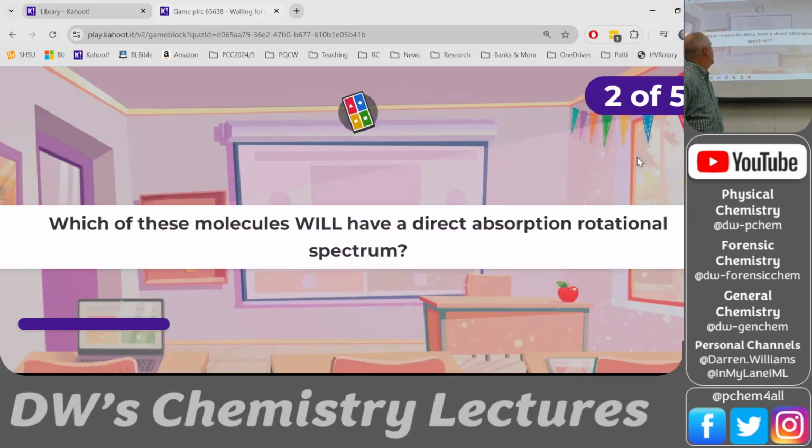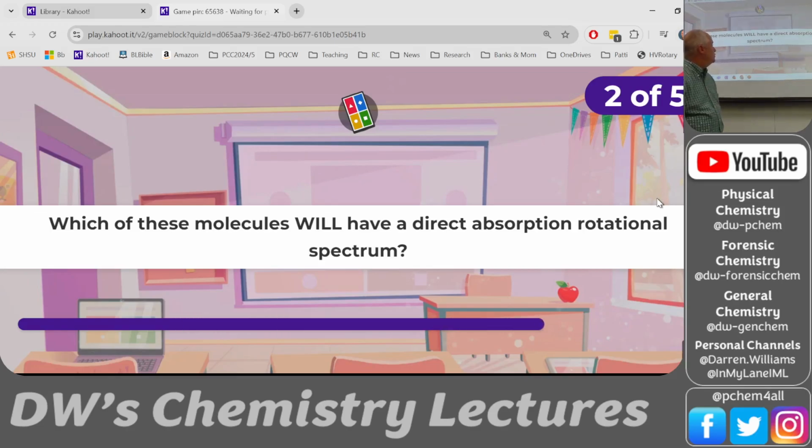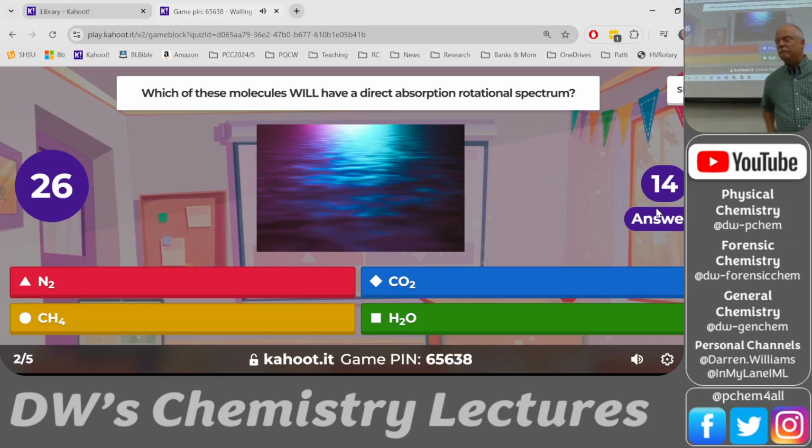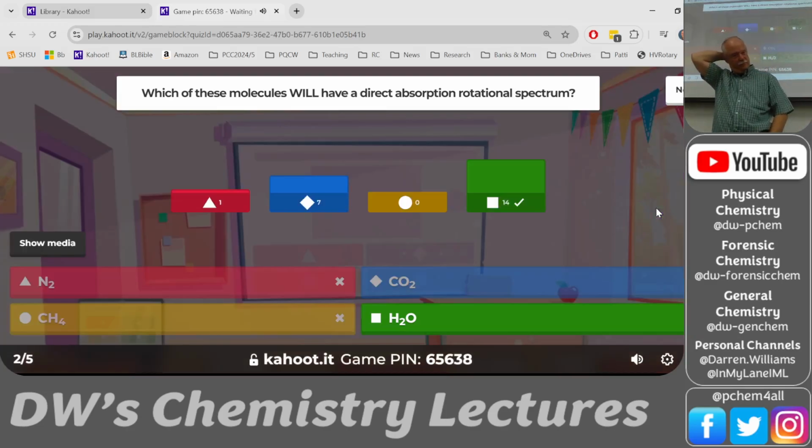All right, number 2. Which of these molecules will have a direct absorption rotational spectrum? So we have N2 in red, CO2 in blue, methane in orange, and water in green. Okay, you got a split here. Pure rotational spectrum. So I talked about CO2 being a greenhouse gas, but it's because it has ro-vibrational motions. So it's both the rotation and the vibration acting together for CO2 to be a greenhouse gas, but it's symmetric, doesn't have a permanent dipole, so it doesn't have a pure rotational spectrum.